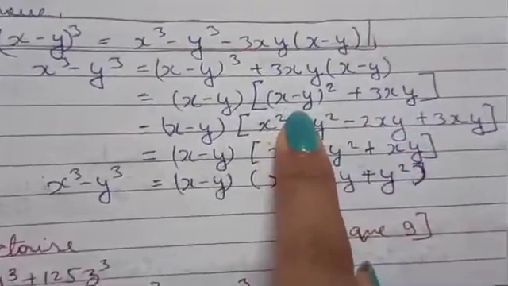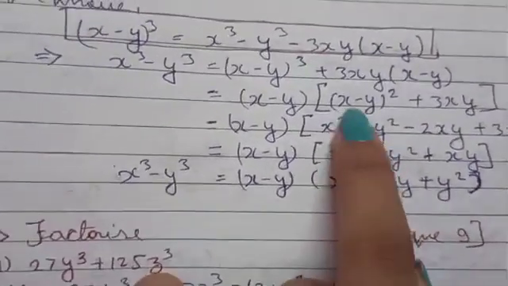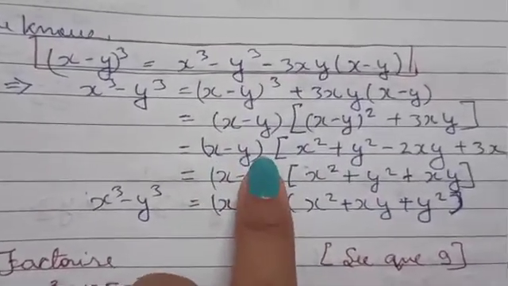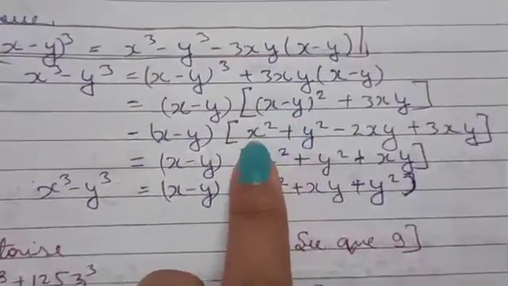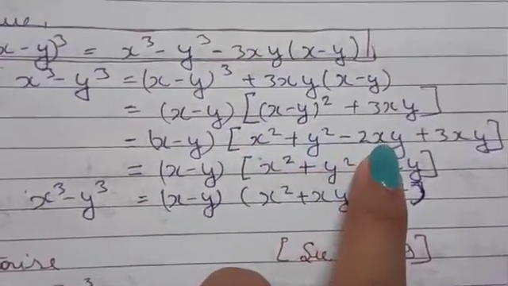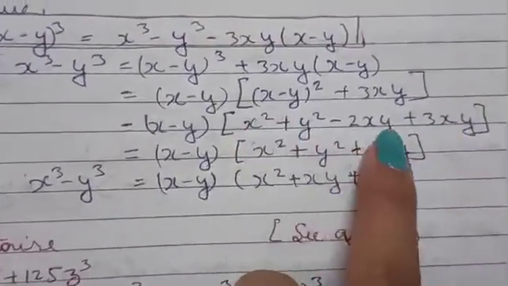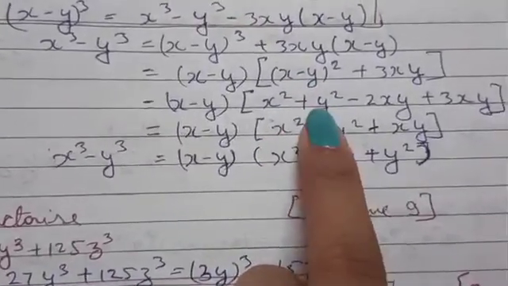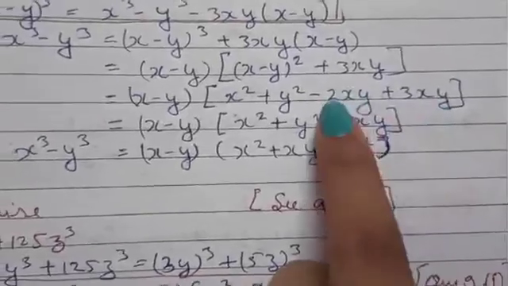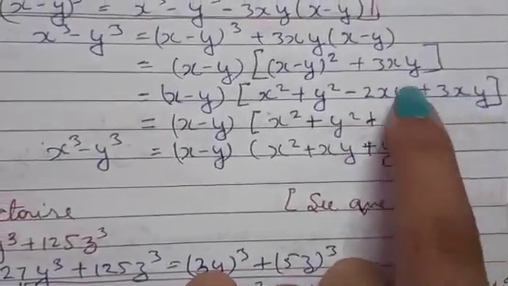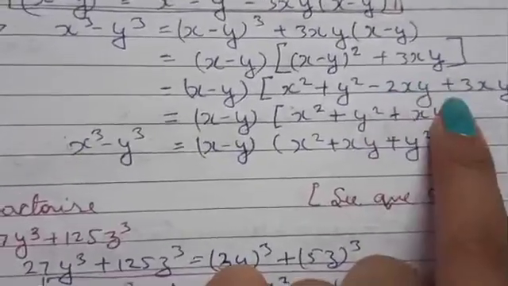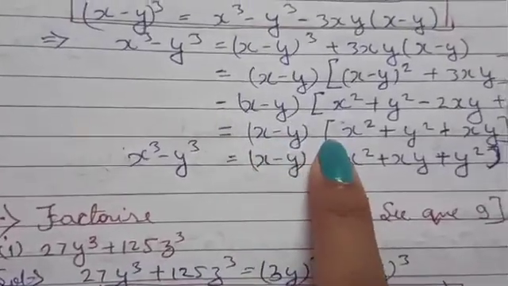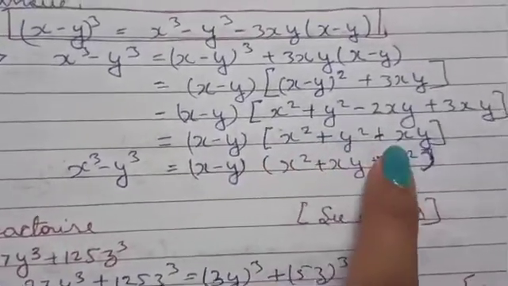Now we know the second identity, which is x minus y whole square, and its expression is in next step we'll write x minus y as it is, and here we'll expand this x minus y whole square, so this is x square plus y square minus 2xy plus 3xy. This is the expansion of this identity x minus y square. Minus 2xy and plus 3xy are like terms, and one is negative, one is positive, so it will be subtracted and remaining will be xy. So after that we have xy in bracket x square plus y square plus xy.